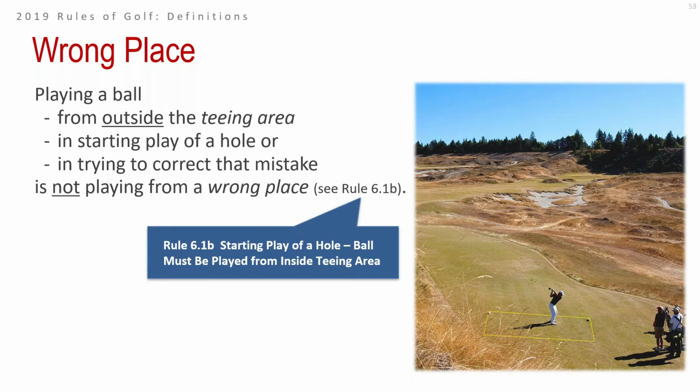So if you read into Rule 6.1b, starting the play of the hole, ball must be played from inside the teeing area. And as that illustration shows down there below, our teeing area is defined once again by club lengths in that rectangular box down there.